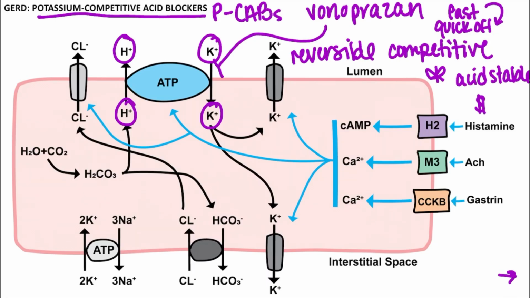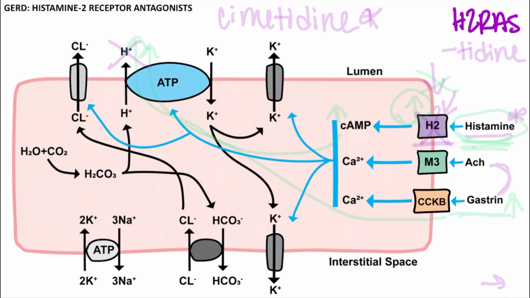So the second class of agents we're going to talk about are the H2RAs, or the histamine 2 receptor antagonists. And these act to inhibit gastric acid.